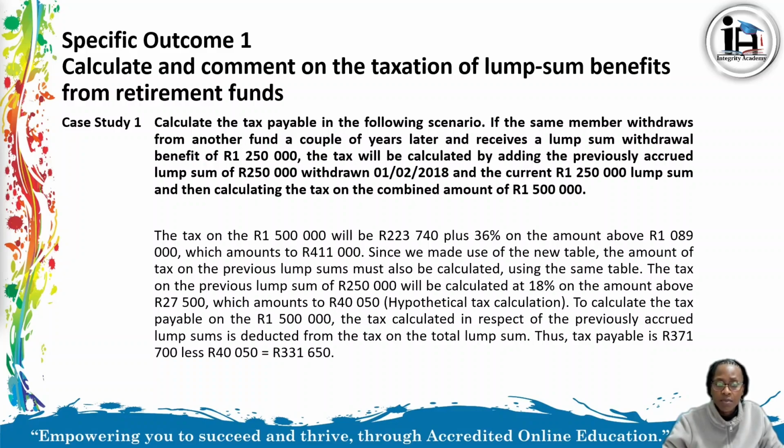To calculate the tax payable on the 1,500,000, the tax calculated in respect of the previously accrued lump sum is deducted from the tax on the total lump sum. Thus, tax payable is 371,700 less 40,050, bringing the total to 331,650. That was a brief summary.